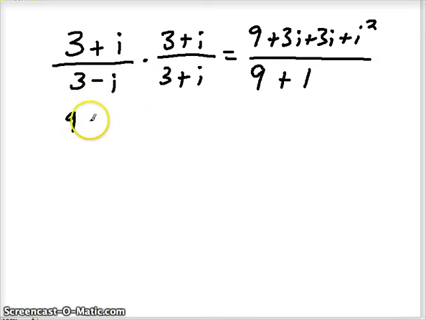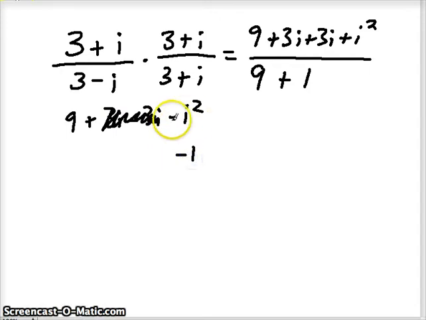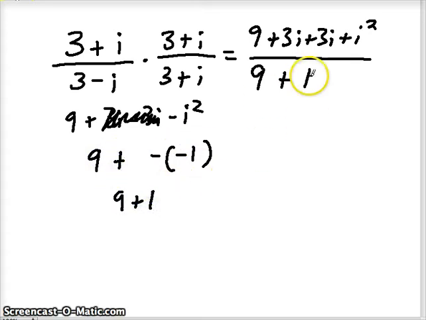9, 3 times 3. Multiply outside, we get 3i. Inside, negative 3i. And then last terms. Alright, well the middle terms cancel, they're opposites. I squared is negative 1, and it's the opposite of that. So we get 9 plus the opposite of negative 1, 9 plus 1. And that's what we said in our shortcut.